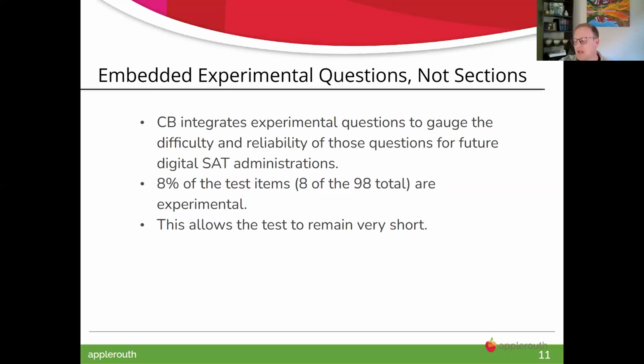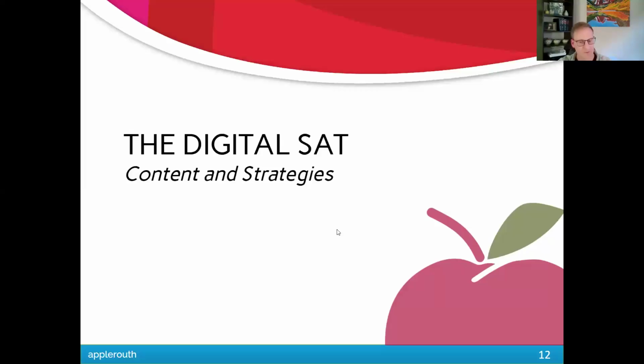Now, instead, they've embedded these experimental questions to gather data, so you never know which ones they are, but there are going to be a couple of especially funky questions per test. Again, this is something as a test taker we just can't really worry too much about. So let's talk about the question types and the strategies for each and really dig in.